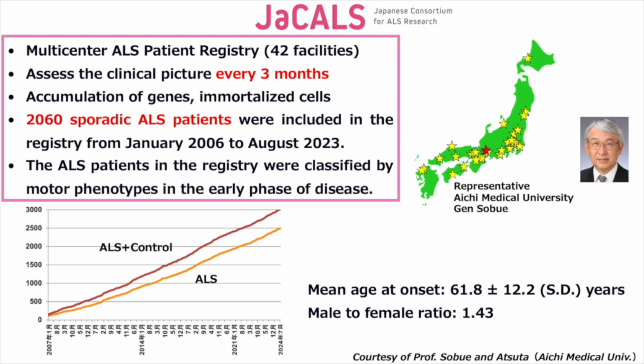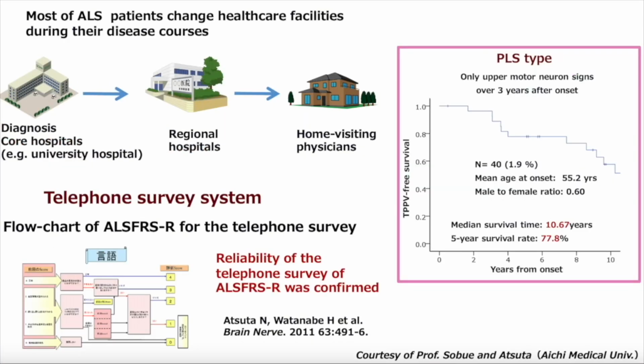And the ALS patients in the registry were classified by motor phenotypes in the earliest phase of disease. So most of ALS patients change healthcare facilities during the disease courses. The patient visits our hospital first, but after that, some patients change the hospital to the regional hospital or home visit physicians. So we built a telephone service system, and we made the follow-up chart of ALSFRS-R for the telephone survey, and we also made sure of the reliability of the telephone survey of ALSFRS-R.